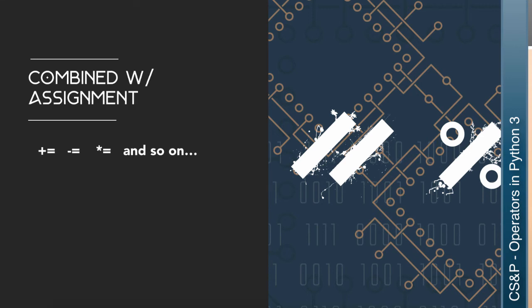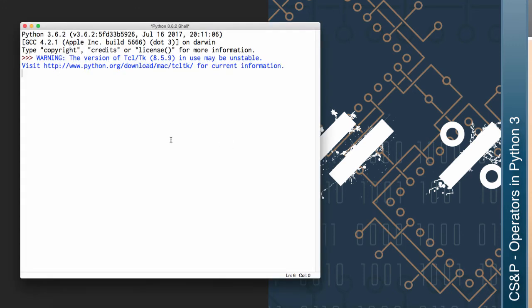In addition to the other forms of comparison operators, we also have additional assignment operators that we haven't covered yet. So you can actually perform an operation and reassign it to the same variable in one line of code. Let me show you what I mean.